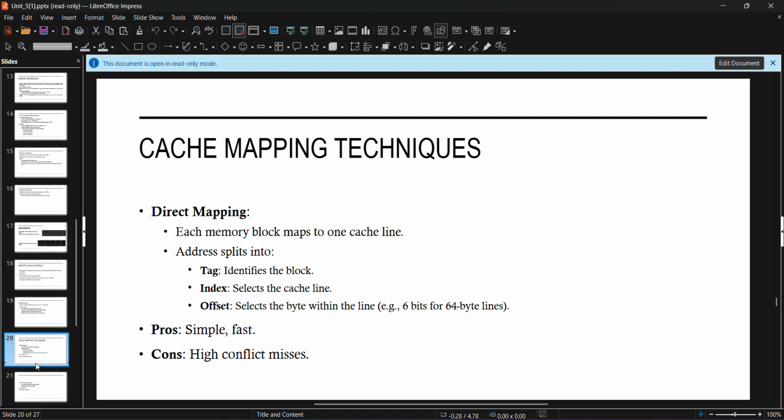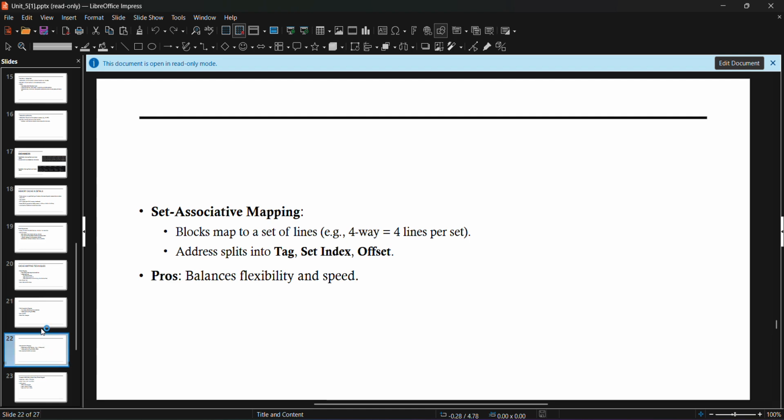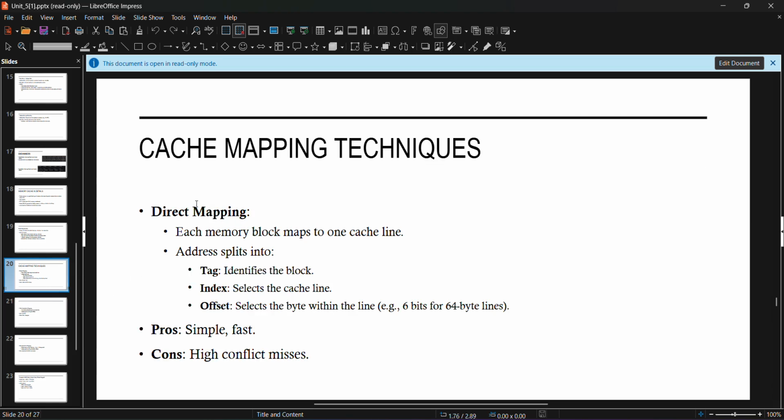We have direct mapping, fully associative mapping, and set associative mapping. Now let's tackle them one by one. Direct mapping. What is direct mapping? In direct mapping, each memory block maps to one cache line. That means each memory block can occupy one specific spot in the cache.